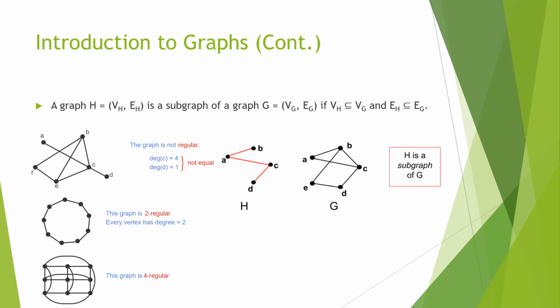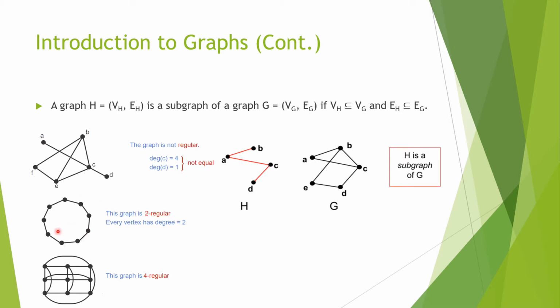Also, if you remember, I was talking about regular and irregular graphs. This graph is not a regular graph because the degree of C is 4. There are 4 neighbors for C, which are A, B, E, and D. But there's only one neighbor for D, which is C. So degree of D is 1, degree of C is 4. They're not equal. Therefore, this graph doesn't satisfy the definition of a regular graph, which means all the degrees have to be the same.